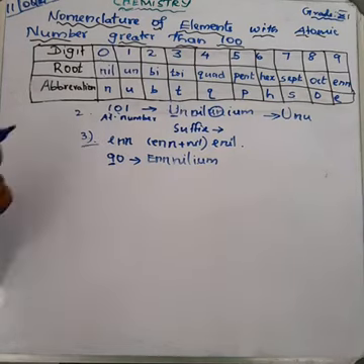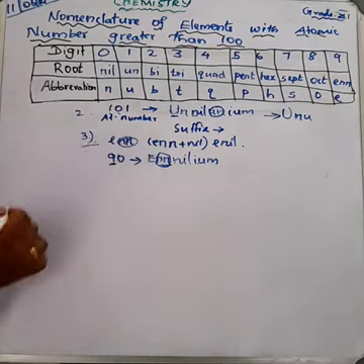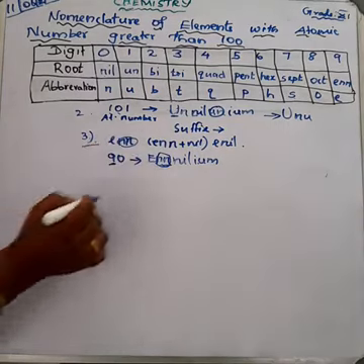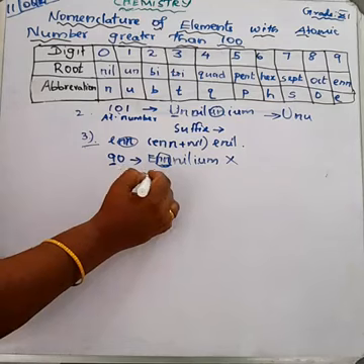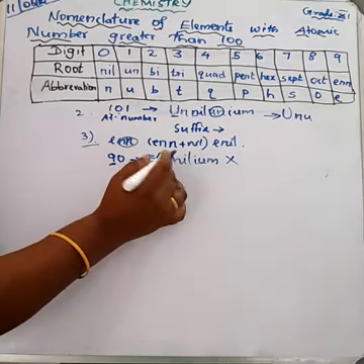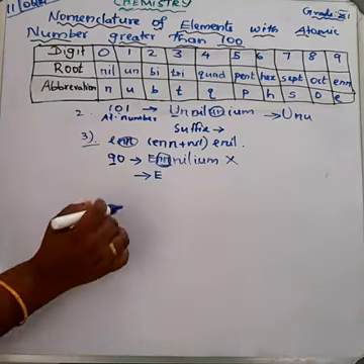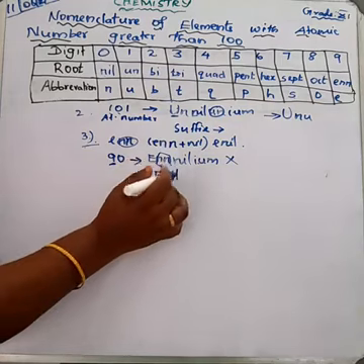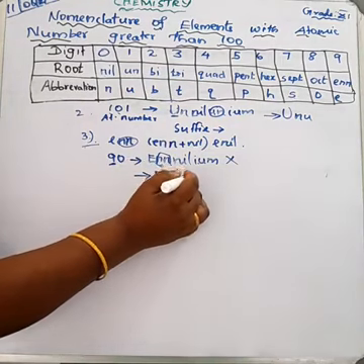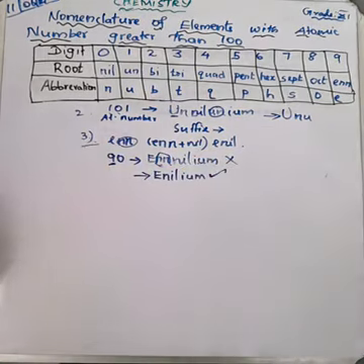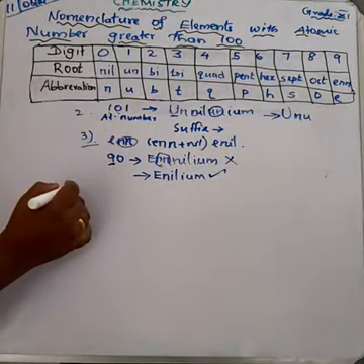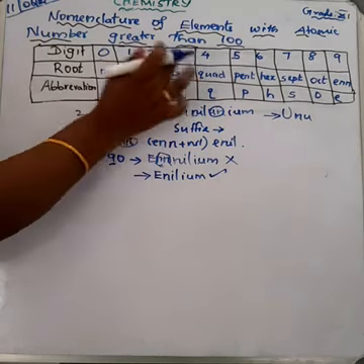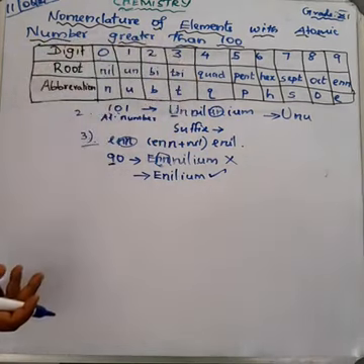If nil comes after enn, we can omit one N. The final N of enn is omitted when it is written before nil. Okay, so we can write Ennilium. Similarly, the final I of bi and tri is omitted when it is written before ium.